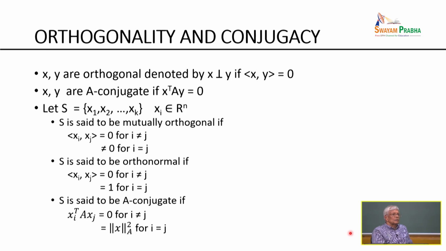Everybody? Sir, that A matrix you mentioned in A-conjugate, is there any condition on that matrix, that it should be diagonal? No, not necessarily. It must be symmetric and positive definite. If A is the identity, it is a diagonal matrix, all ones, right? So conjugacy is an extension of the notion of orthogonality.